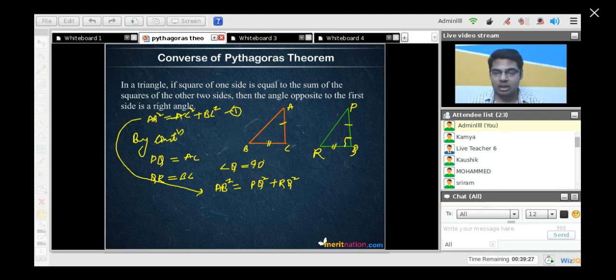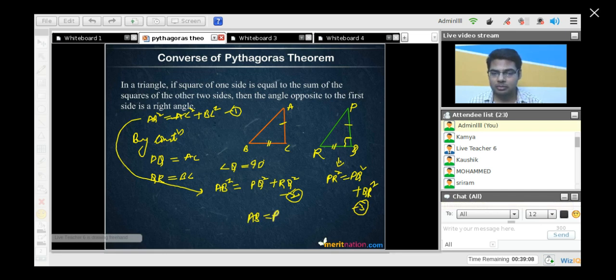PR. Very good, Ellen. Absolutely correct. Because this is a right angle triangle, we have PR square equals PQ square plus QR square. Right? Now, from these two equations, let us say this is 2, let us say this is 3, we can directly say that AB equals PR. Yes, friends? So now what we have covered is that this third side is also equal.